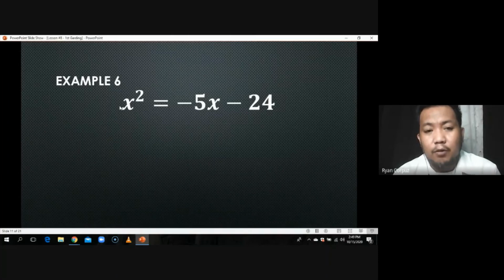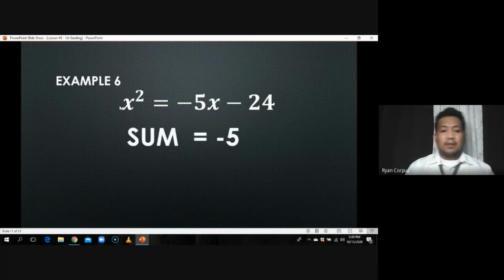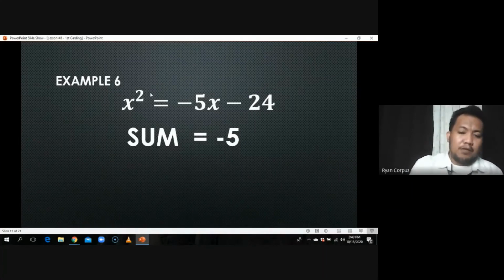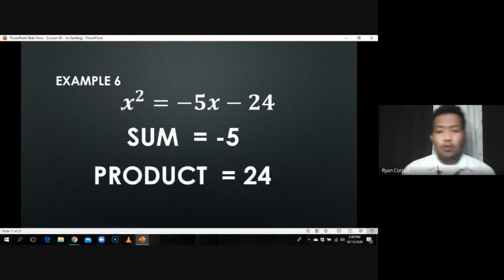In simplified form, that would be negative 5. While for the product of the roots, move the negative 24 to the left side of the equation, and it becomes positive 24. And we need C over A. So positive 24 divided by the value of A, which is 1, we come up with 24 divided by 1, which is equal to 24 as the product of the roots. So therefore, negative 5 is the sum, while 24 is the product of the roots of this given quadratic equation.